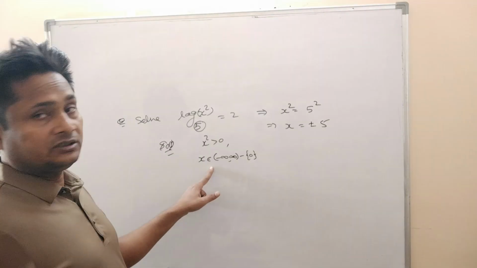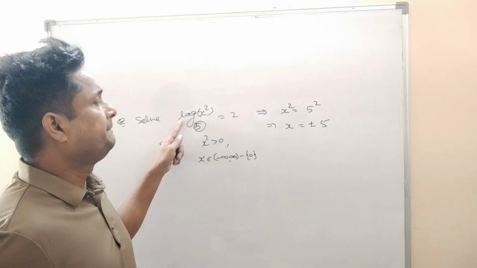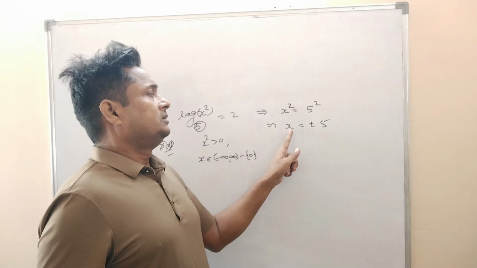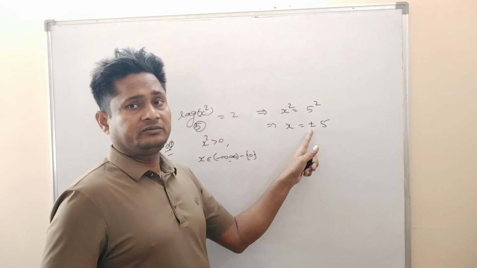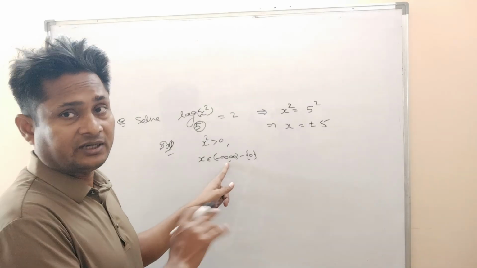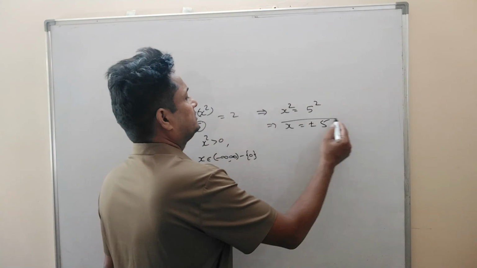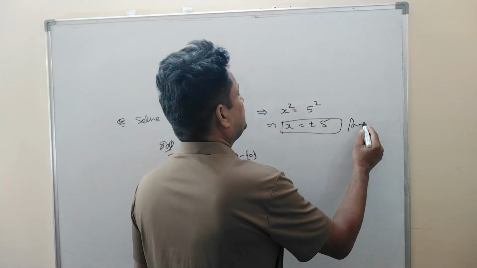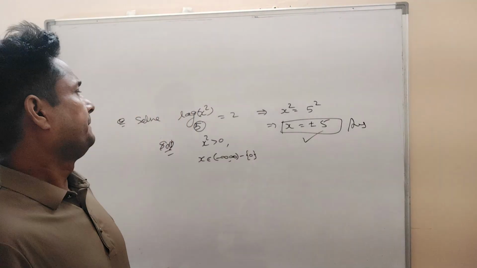So for these values of x, this log is defined. Now here x is equal to 5 and minus 5, the answers are coming. So x is equal to 5 and minus 5, both answers lie in this interval. So both answers are correct. So this is our answer. This is the final one. Both answers are correct.